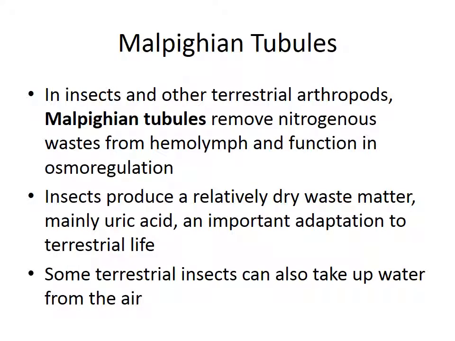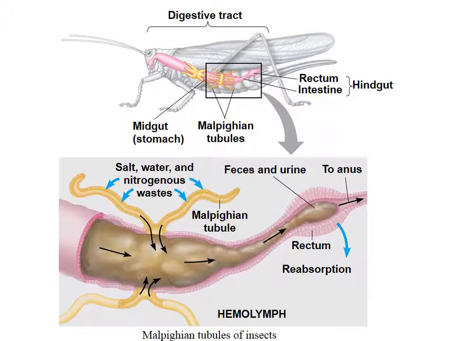And then there are Malpighian tubules, which are present in arthropods and insects and bugs. They do the same thing. They remove nitrogenous waste from the hemolymph, and they function in osmoregulation. Insects produce a relatively dry waste matter, mainly uric acid, which is an important adaptation to terrestrial life. Some insects that are terrestrial can also take up water from the air, so they don't ever drink water.